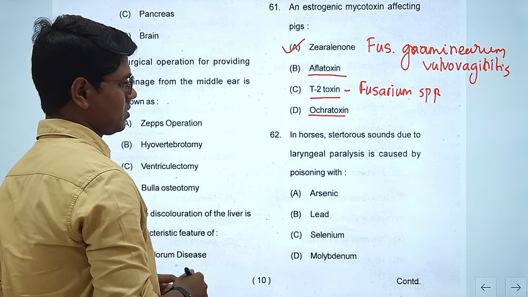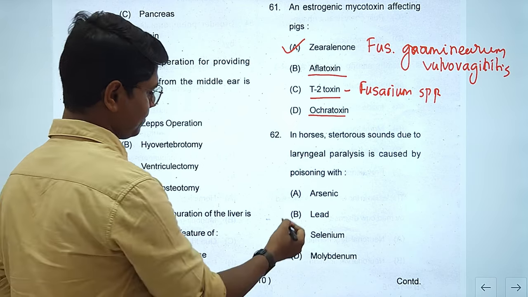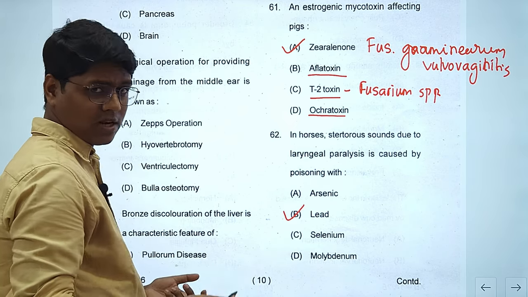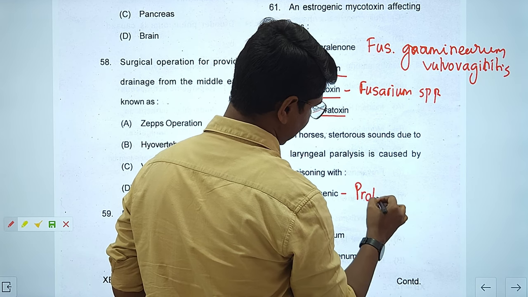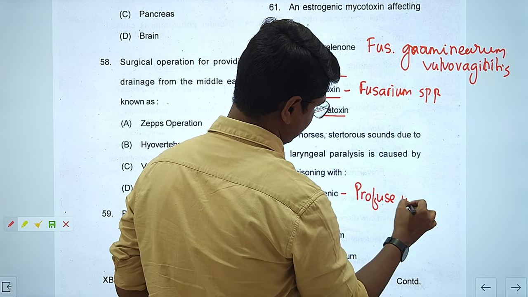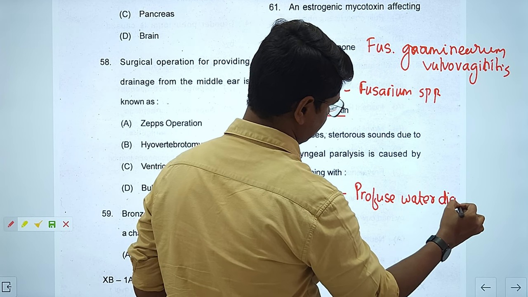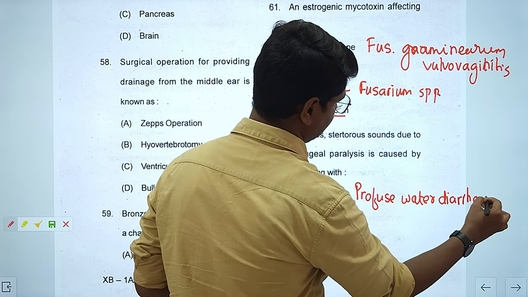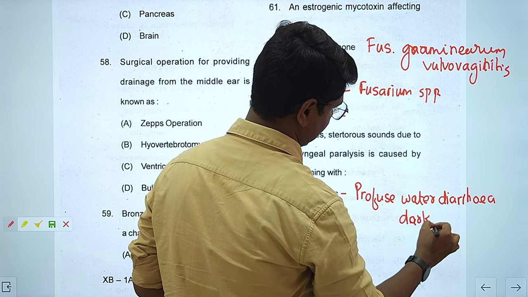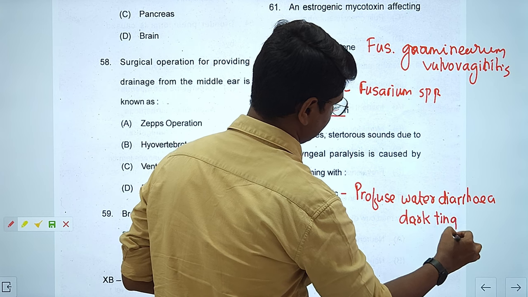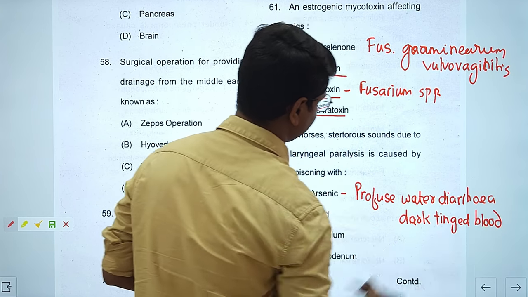In horses, stertorous sound due to laryngeal paralysis is caused by lead poisoning. Arsenic poisoning can also happen in horses, in which you will find profuse watery diarrhea with dark tinged blood. Okay, this is arsenic poisoning.